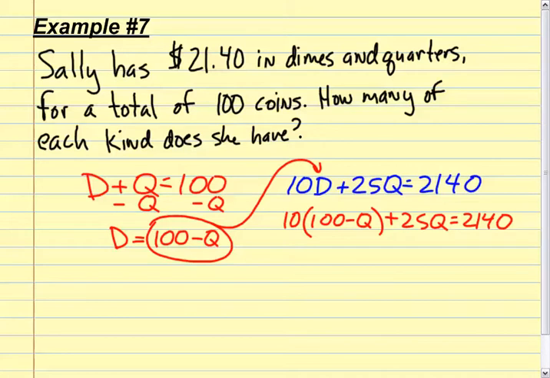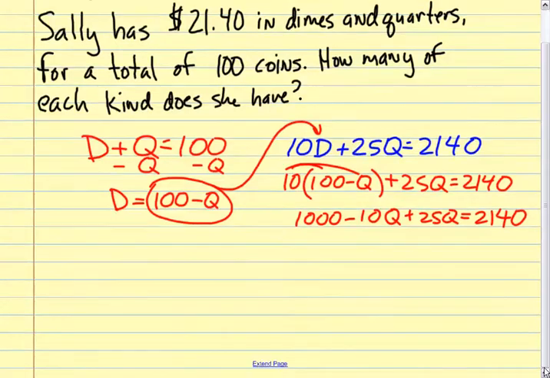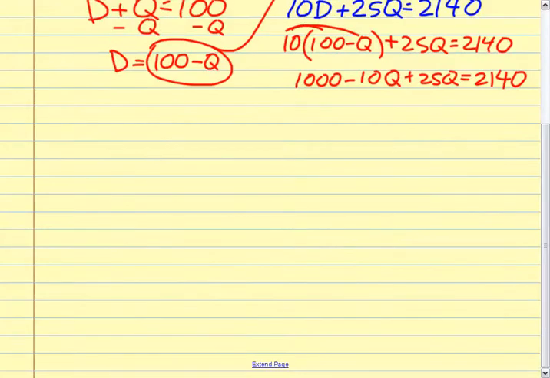Duncan, where do we go from there? Well, we should distribute. What do we get? 1,000 minus 10q plus 25q equals 2,140. Nice. Let me extend the page here just a bit. Duncan, what would you do next? 1,000 minus 35q. Check that again. Steele, help out.